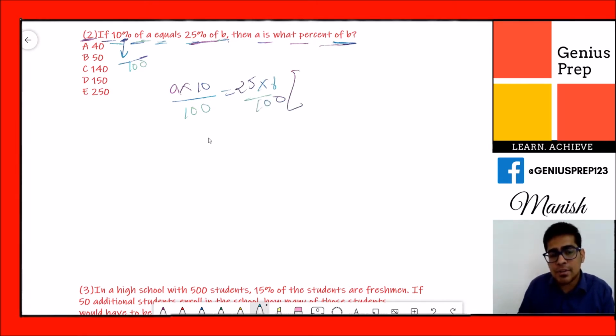Or, if you don't remember this, you can use another formula: part divided by whole is equal to percentage divided by 100.